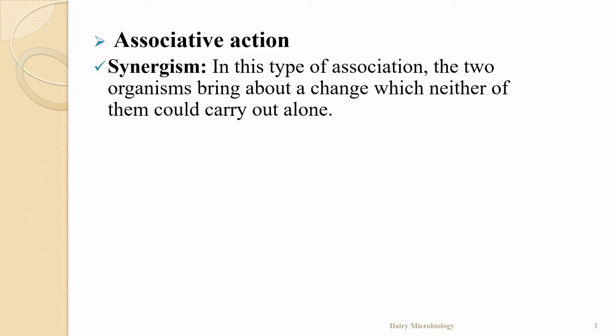During the growth of Pseudomonas, this bacteria produces a water soluble blue color pigment in milk. Due to the production of this blue color pigment, there will be a change in the color of milk from white to blue. That means Pseudomonas is responsible for the blue discoloration of milk. So this defect of blue discoloration is a result of the growth of two organisms, that is lactic acid bacteria, for example Streptococcus lactis, and the Pseudomonas organism. Both organisms bring about a change in milk which neither of them could carry out alone.